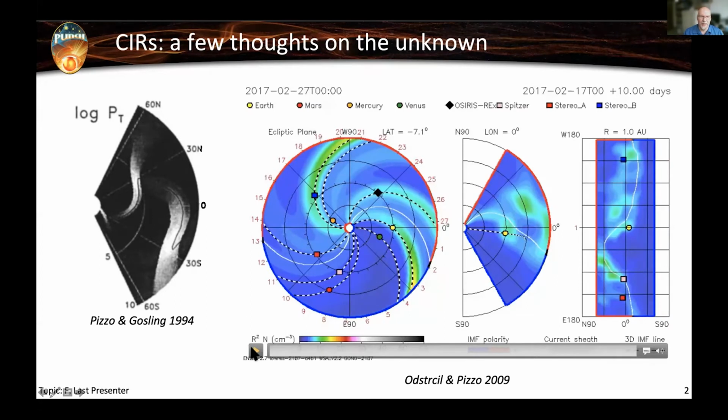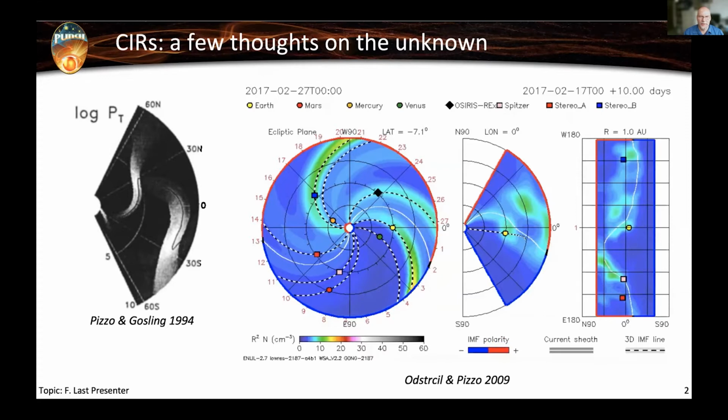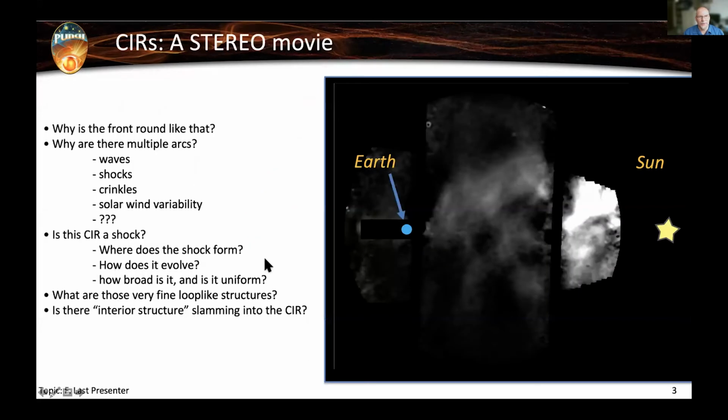Anyway, now let's go forward to the stereo movie. Before we even run the movie, this is an image of a CIR. There are a couple of papers that have been called out. The Woods paper is excellent. The Williams paper is great. The Riard paper is excellent. That's basically all there is about these large scale structures.